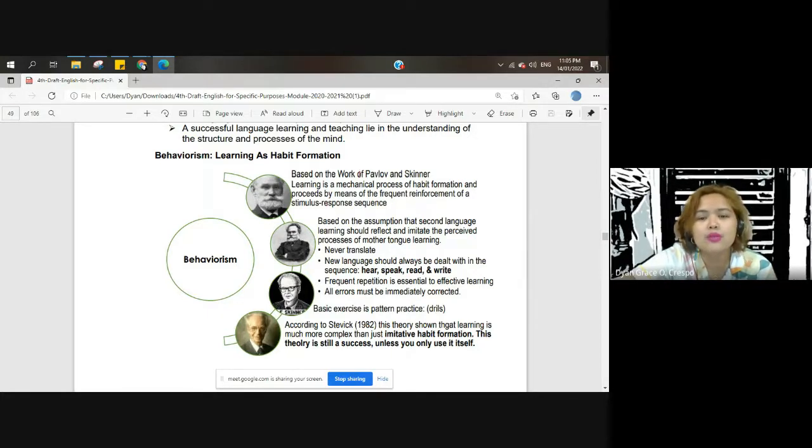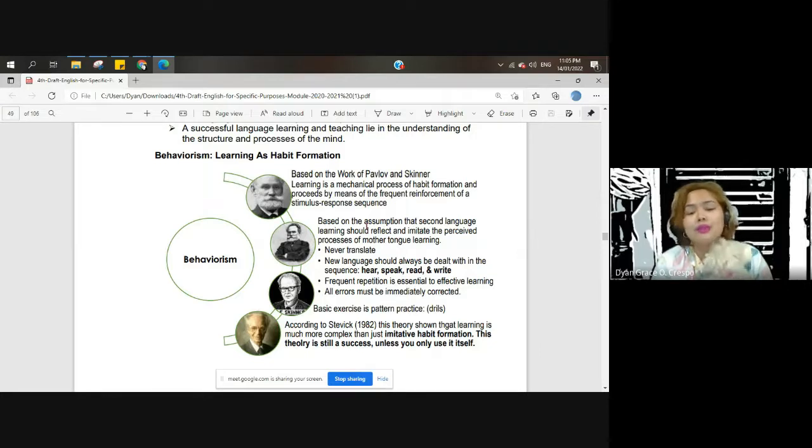It is based on the work of Pavlov and Skinner, and it says that learning is a mechanical process of habit formation and proceeds by means of the frequent reinforcement of a stimulus response sequence. Now, in the work of BF Skinner, they believe in repetition.